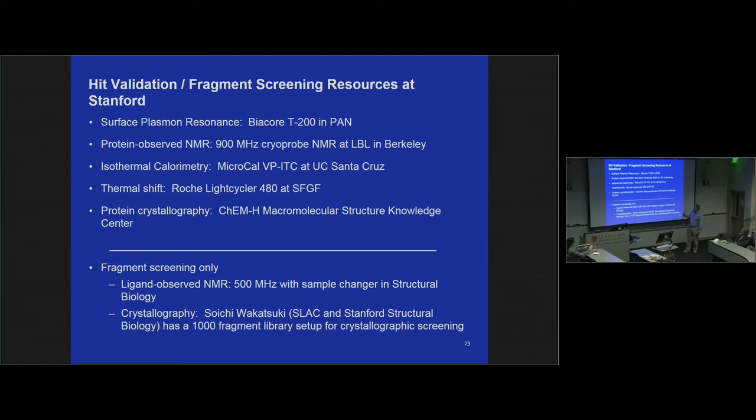Finally, for fragment screening, there are a couple of other things available here. One is ligand-observed NMR, which doesn't give you as much confidence that you're interacting with a single site on the protein, but is a good screening method. And just to mention that one of the faculty members here has a substantial fragment library that's at much higher concentration and volume than what we have in our fragment library, for doing crystallography.